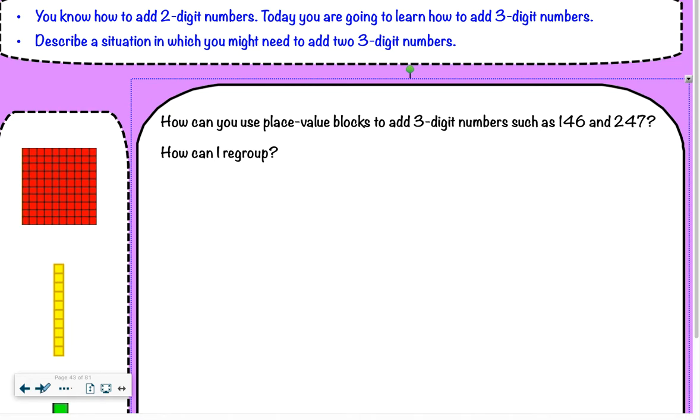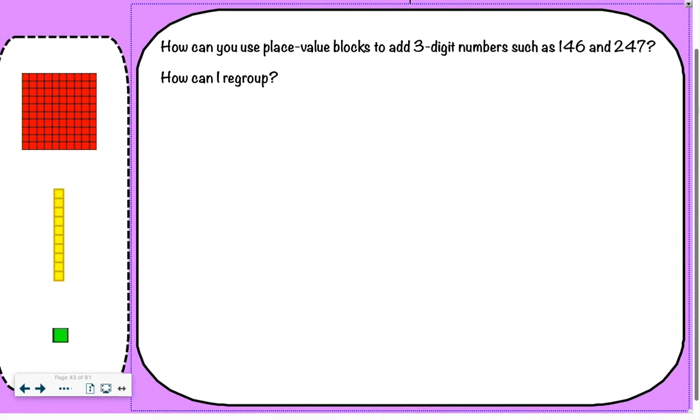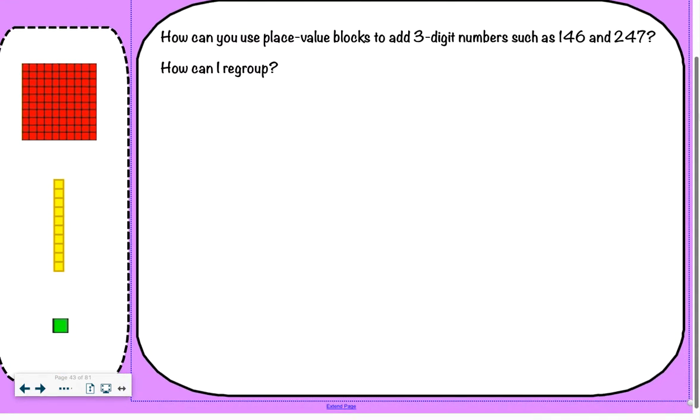All right, we know how to add 2-digit numbers. Today, you are going to learn how to add 3-digit numbers, and I want you to think about a time when you've had to add 3-digit numbers. So we want to think about how we can use place value blocks to add 3-digit numbers, such as the numbers 146 and 247. And then how can I regroup, right?